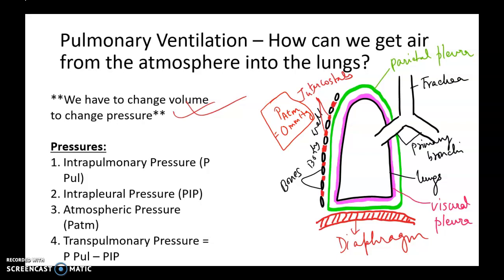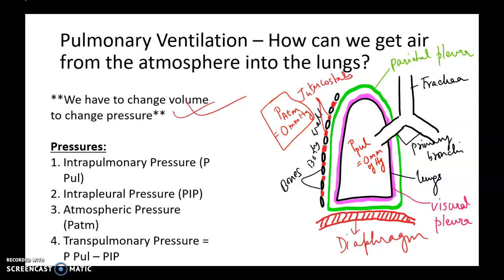Now, inside the lungs, the pressure is called intrapulmonary pressure, denoted by P pul. This is intrapulmonary pressure, meaning the pressure within the lungs. This is also called intraalveolar pressure. Different textbooks call it differently, but we will just go with intrapulmonary pressure. Awesome. Now, at rest, this is also equal to 0 millimeter of mercury. Good.